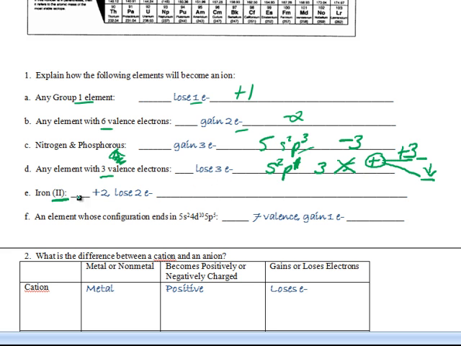Iron 2, the Roman numeral tells you it's going to lose 2 electrons, and it's going to give you a +2 charge. And an element whose configuration ends in 5s2 5p5. What's your highest energy level? 5. So you're going to add up anything in the S's and the P's in the 5th energy level. So S2P5 equals 7 valence electrons. You're almost there. You want 1 more negative, so it's going to be -1.